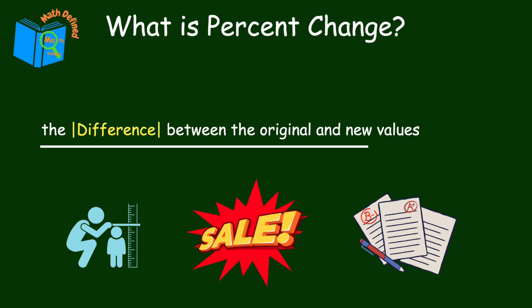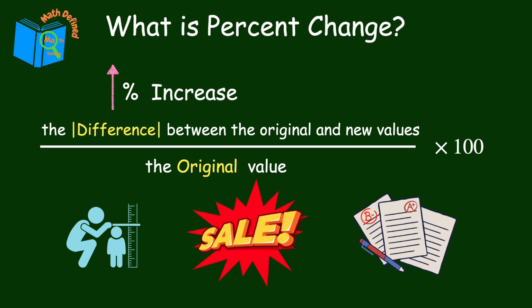Percent change is the absolute value of the difference between the original and new value divided by the original value, all multiplied by 100. If the number goes up, it's a percent increase. If it goes down, it's a percent decrease. And that absolute value? It just makes sure we're always working with a positive difference, no matter which way the change went.